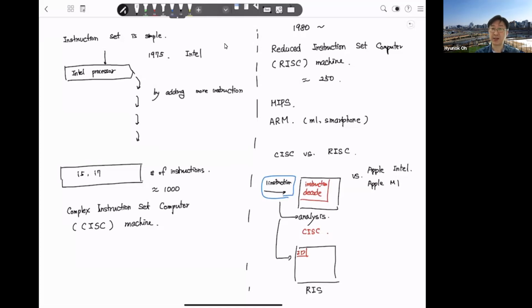The M1 uses the ARM instruction set, which is a RISC machine. Intel is a CISC machine, so the analysis of the instruction is very complicated. Anyway, in this class, we will learn about the MIPS processor instruction set. It is much more regular, and the instruction set is similar to the ARM processors.